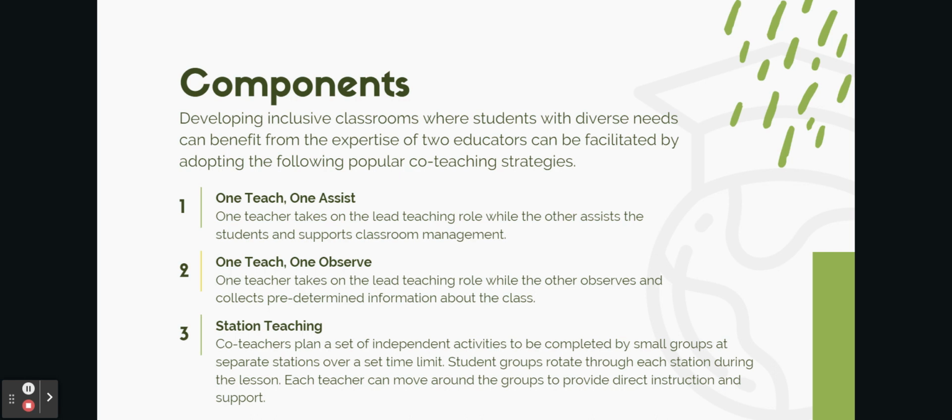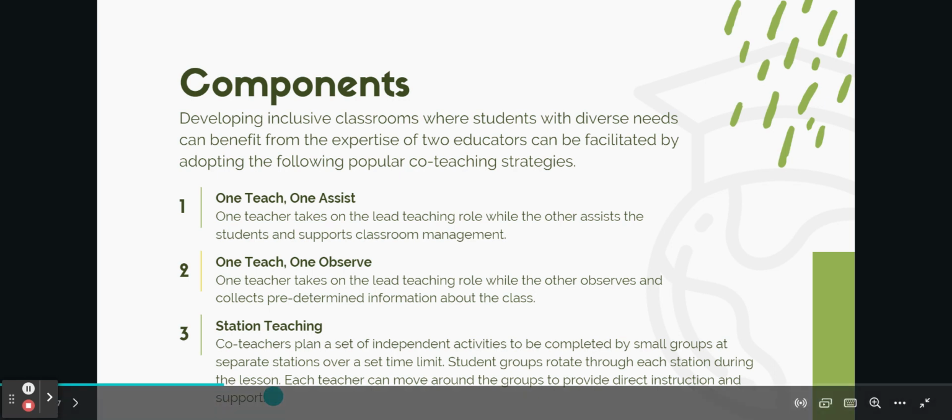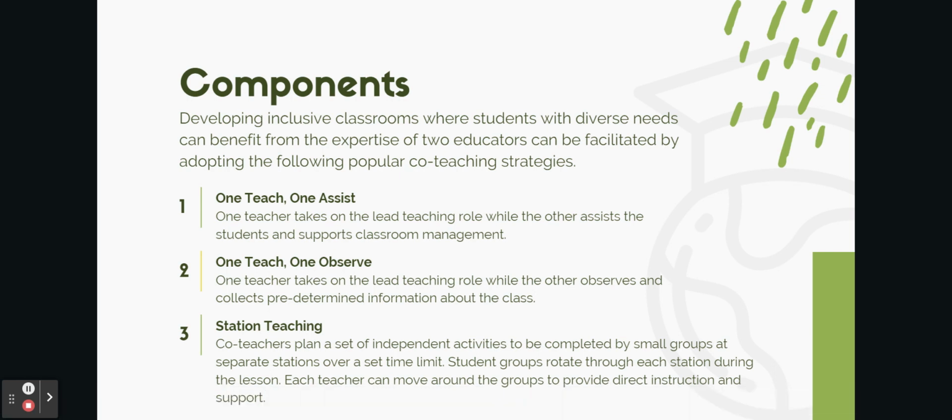Second, one teach, one observe. One teacher takes on the lead teaching role while the other observes and collects predetermined information about the class. We have station teaching. Co-teachers plan a set of independent activities to be completed by small groups at separate stations over a set time limit.